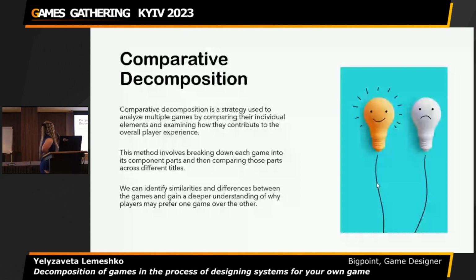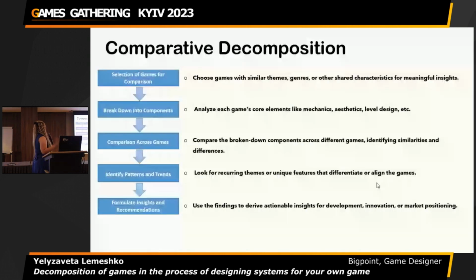So comparative decomposition. It's a strategy when you need to compare your competitors, right? You need to analyze them and understand where they are winning, where they are losing, what mechanics worked, what mechanics didn't, and you need to do your best to implement everything that is working and avoid everything which is not. And you need to identify the similarities and differences between one game and another and make the decision. I would like to speed up the process, and here is the full flow that you can read for this type of decomposition.